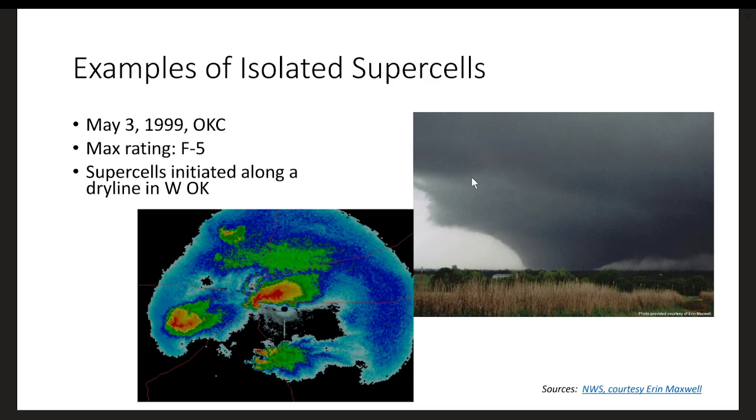Pretty much if you're above ground, this kind of thing will pull grass out of the ground and pick up a train and stuff like that, and just knock over buildings. So this initiated along a dry line in western Oklahoma.